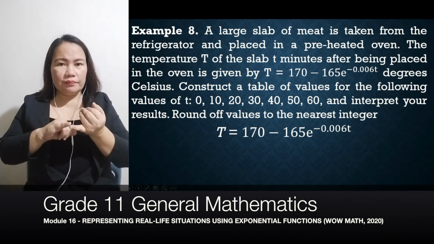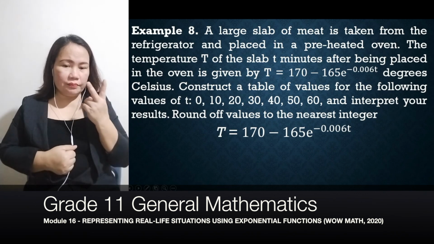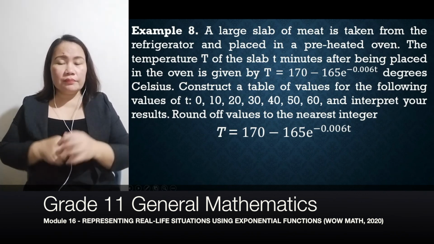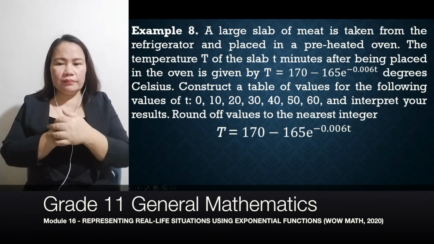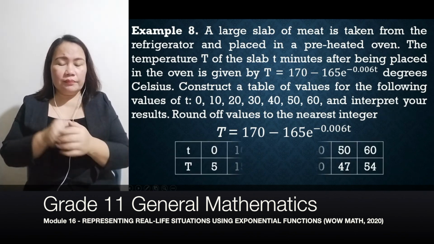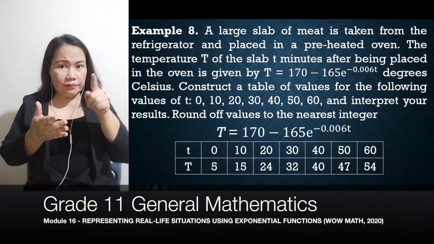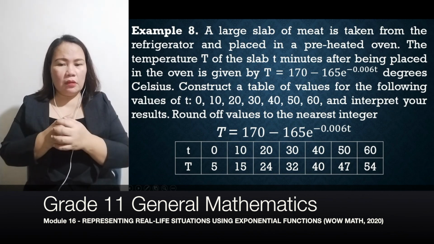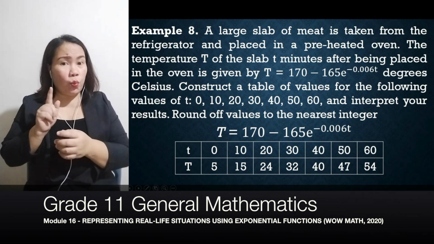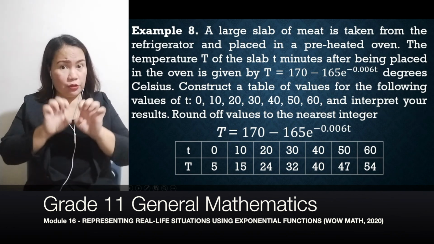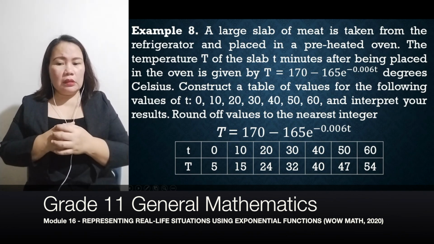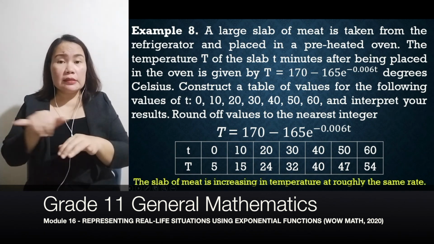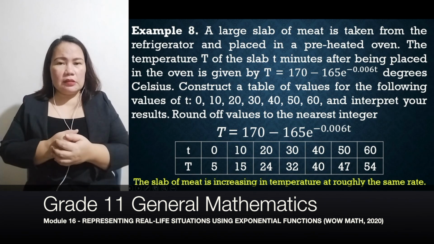So by using this, T is equal to 170 minus 165 e raised to negative 0.06t. So we can substitute the values of t: 0, 10, 20, 30, 40, 50, and 60. So you can use your calculator, okay, to check the answer. So, ang sabi dito, interpret your results. So, round off your values to the nearest integer. So, what will be our interpretation based on the result data? So, the slab of meat is increasing in temperature at roughly the same rate.